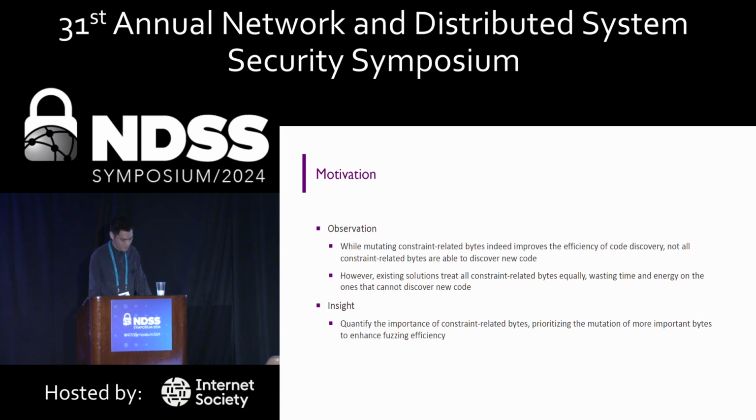Mutating bytes that are related to constraints can help find new code more efficiently. However, not all constraint-related bytes can lead to the discovery of new code. Unfortunately, current solutions treat all constraint-related bytes the same way, which means time and energy are sometimes wasted on bytes that won't uncover new code. Therefore, we get our insight: we try to quantify the importance of constraint-related bytes, and we prioritize the mutation of more important bytes to make fuzzing more efficient.